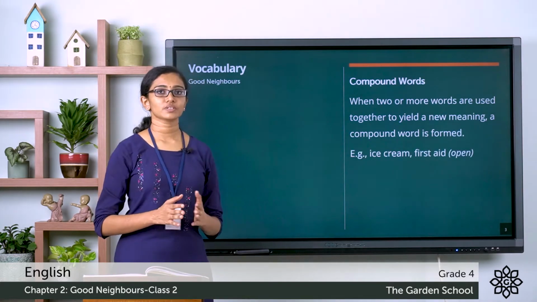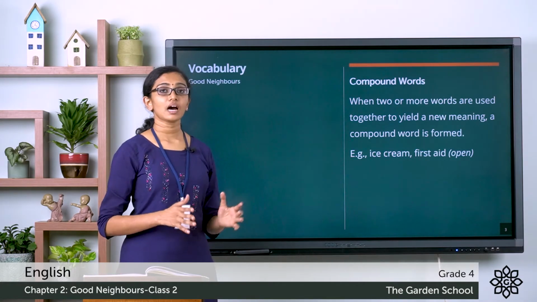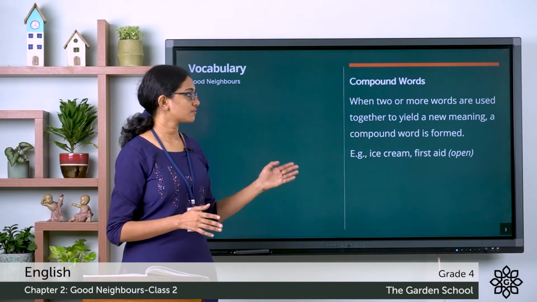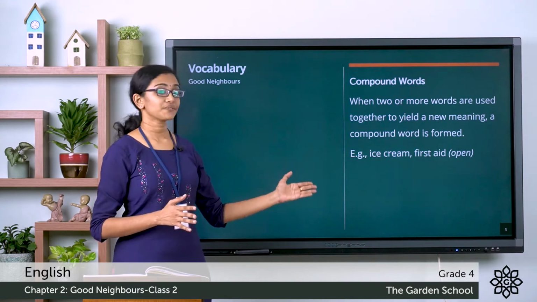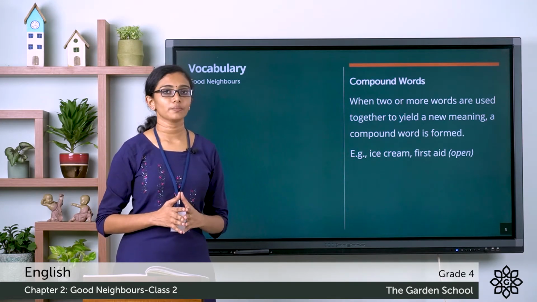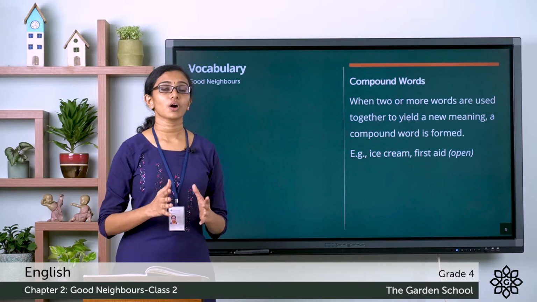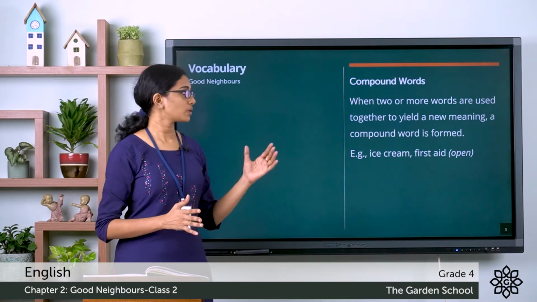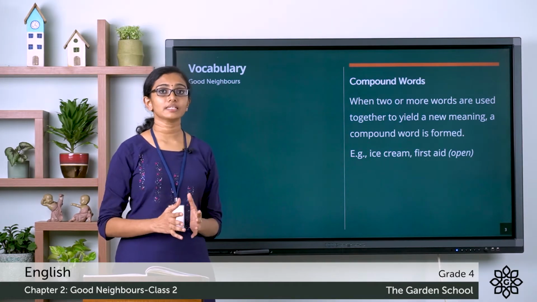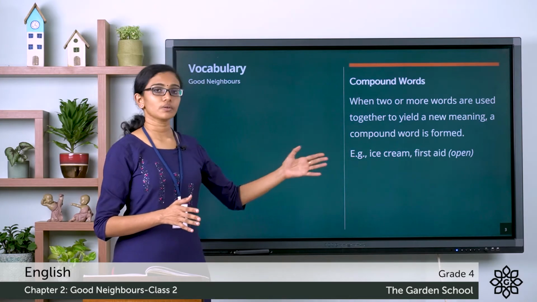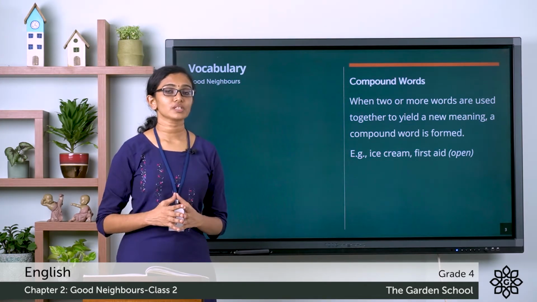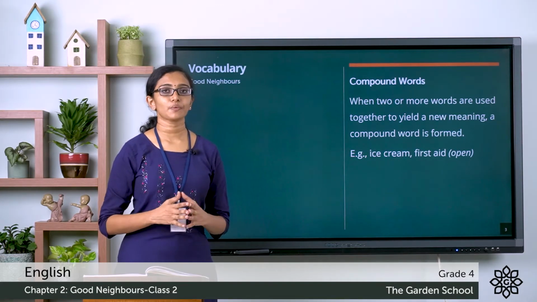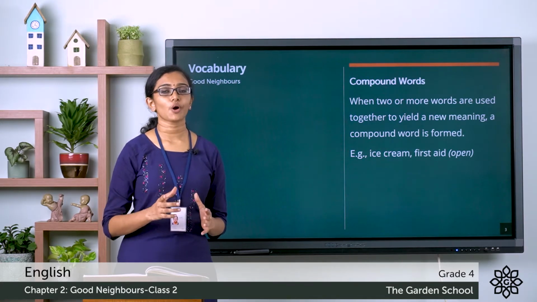Ice cream. You see the two words ice and cream are used in combination, and ice cream means a whole different thing. See the next example, first aid. Here the two words first and aid are used in combination to form a compound word called first aid. In these two examples, you can see that the words used in each of these compound words are spelled as two separate words. Ice cream, first aid. When you use two or more words to form a compound word and the words used in it are spelled separately, you call that an open compound word.